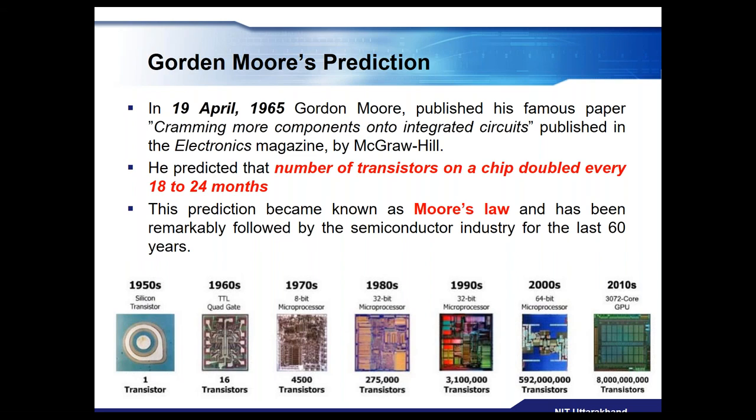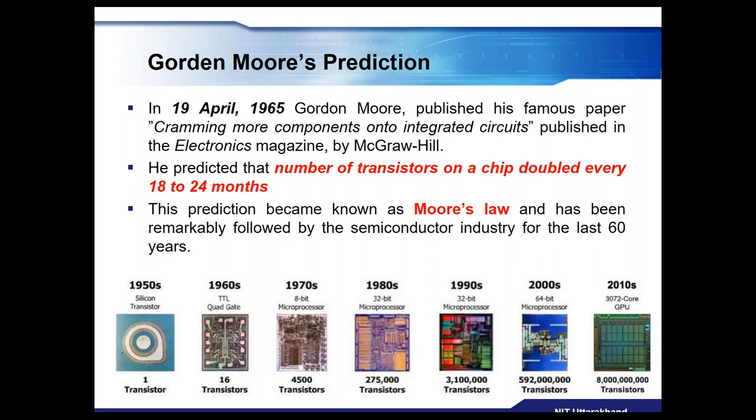Earlier, they said that the number of transistors would double in 24 months. Later on, the technology developed so much that we can define doubling the transistors in 18 months also. Therefore, it is not mentioned anywhere which one is correct, 18 months or 24 months. That's why we say 18 months to 24 months.